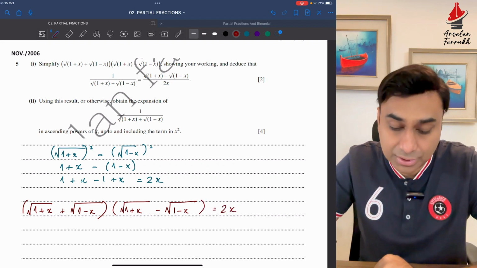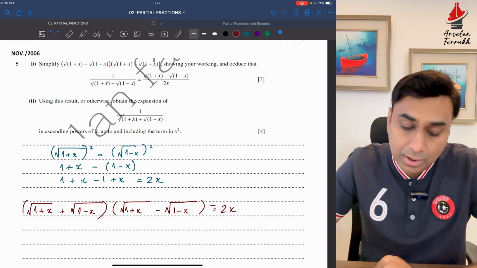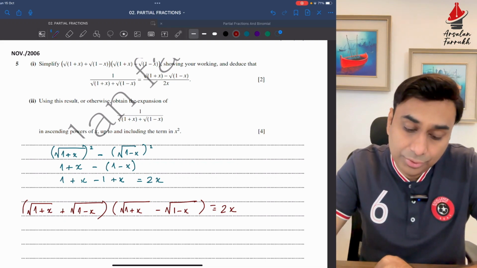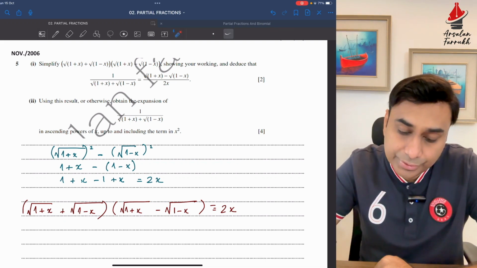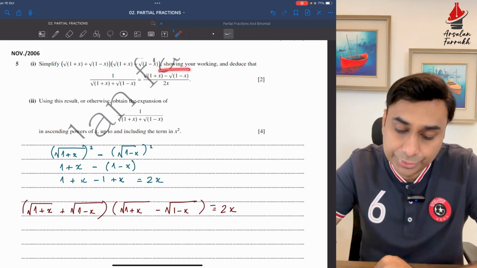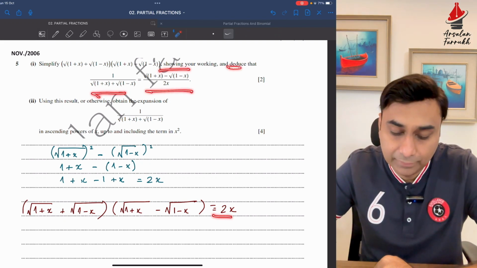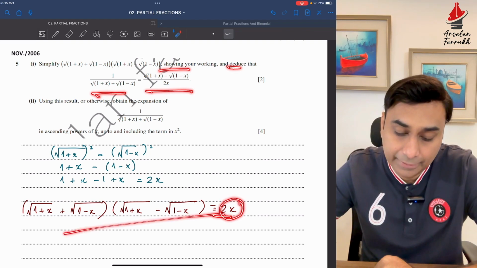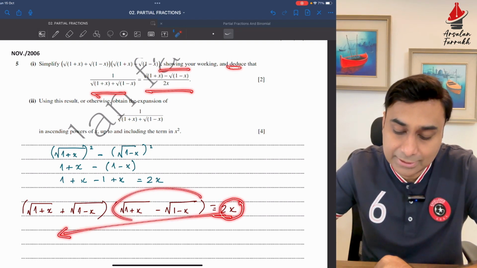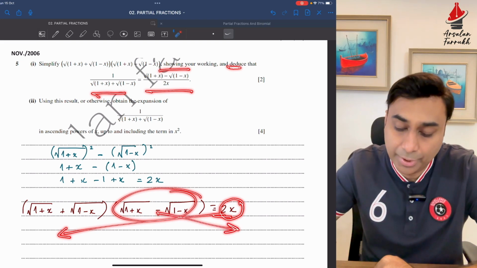That is something that I've just deduced, I've just proven. Now it says you have to use this working to deduce that this is equal to this. If I shift the 2x on the left hand side and shift this term on the right hand side, I would be able to deduce it.